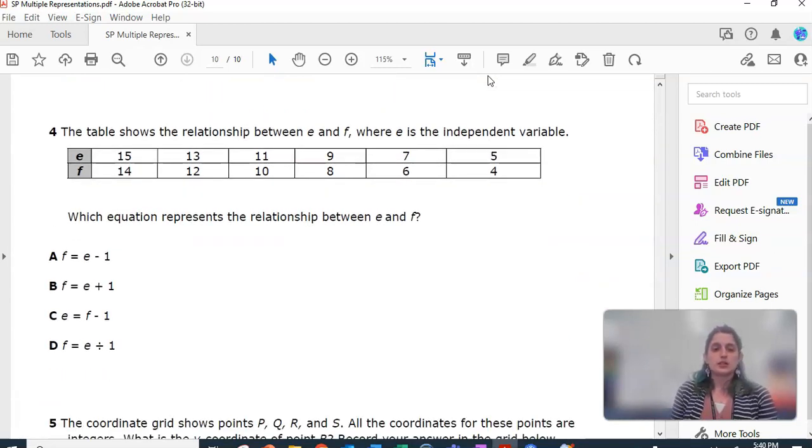This table shows the relationship between E and F, where E is the independent variable. Oh, well, we could have figured that one out because E is on top. That's where the independent variables go. Okay, so that means we start with E and our answer should be F. Nope. Don't even need to start looking at the numbers before I can tell that one's wrong.